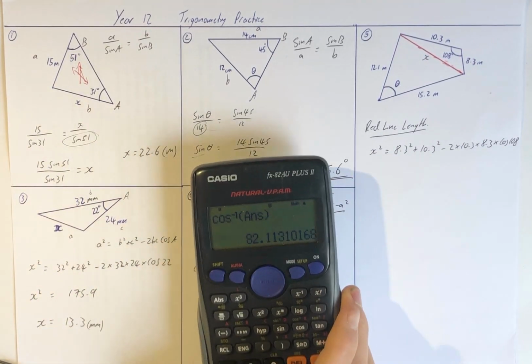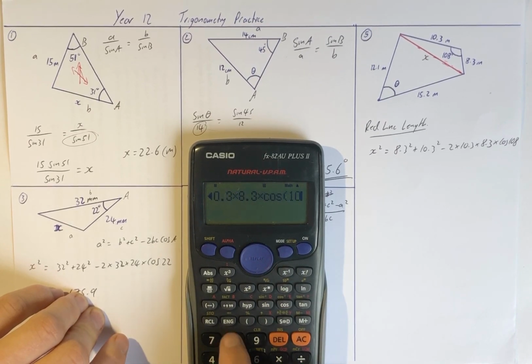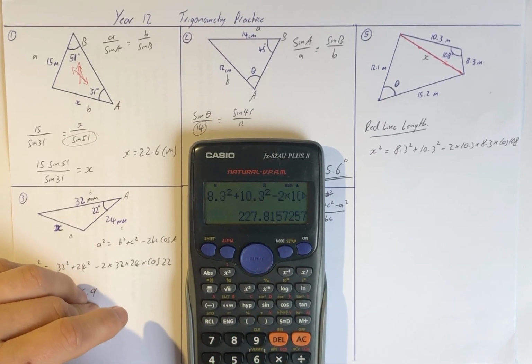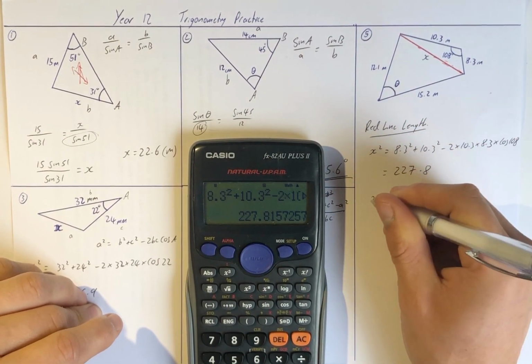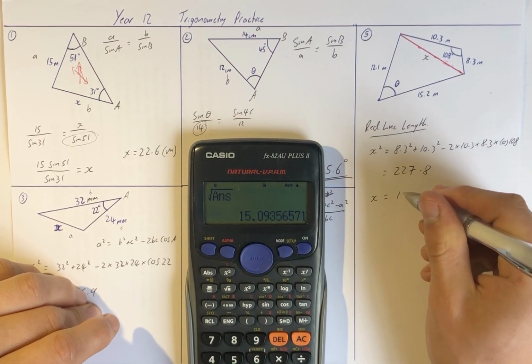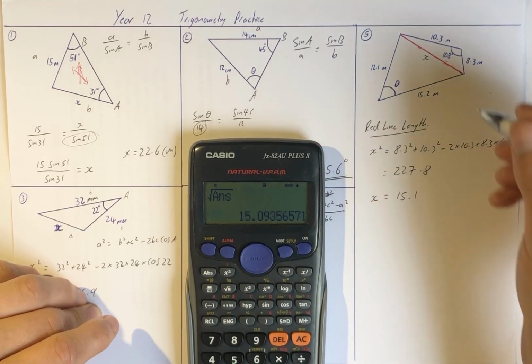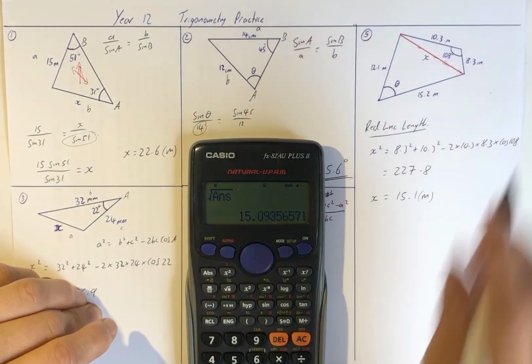So this goes all the way through my calculator in one big go. I've got 8.3 squared plus 10.3 squared. Take away 2 times 10.3 times 8.3 times cosine 108 degrees. And so that is 227.8. And then if I square root that, I get x by itself. So x is 15.1. Units aren't too important here, but it is meters, isn't it?